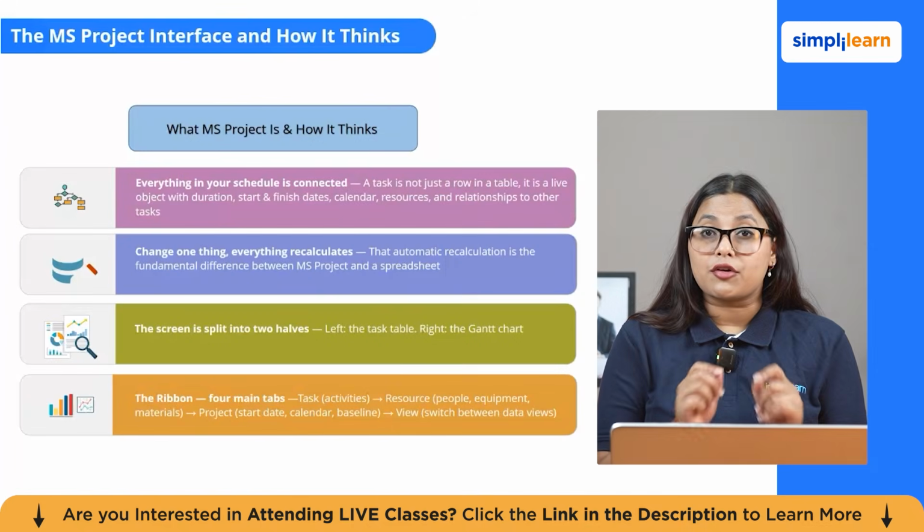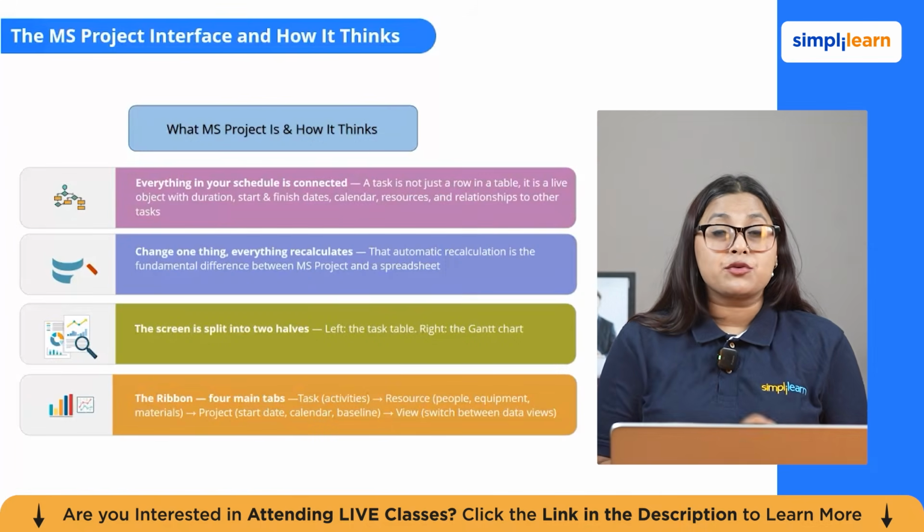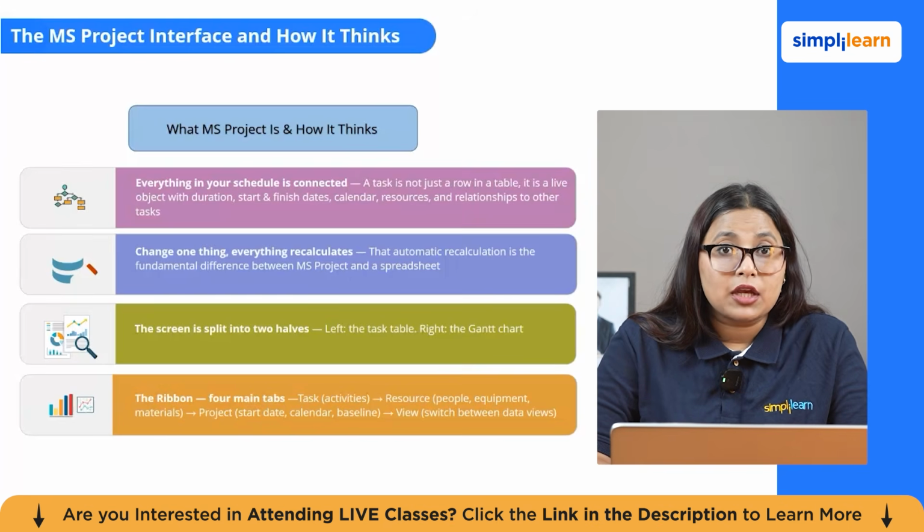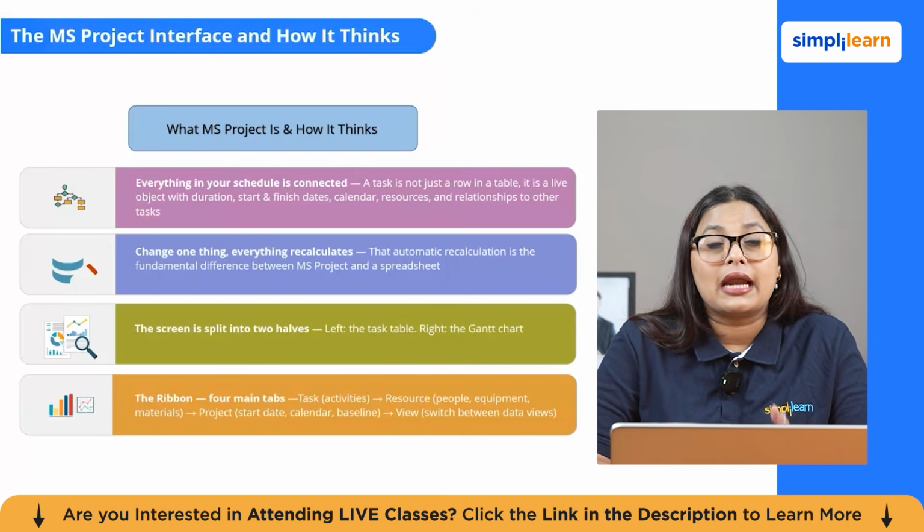There is also a ribbon across the top. The 4 main tabs you will be using constantly: the Task tab is for working with the activities. The Resource tab is for managing the people, equipment and material. The Project tab is for the overall project settings: start date, calendar, baseline, everything. And the View tab here is how you switch between the different ways of looking at the data.